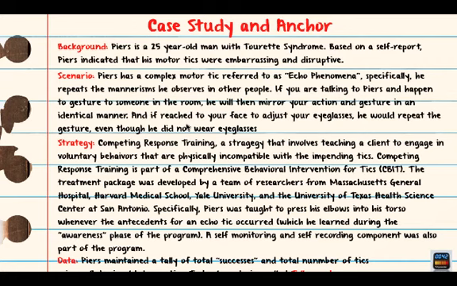So with respect to the actual scenario, Piers has what's referred to as a complex motor tic, and specifically it's called echo phenomena. So what Piers does is that he repeats the mannerisms of a person that he observes. For example, if you're talking to Piers and you happen to gesture to somebody in the room, you point to them, then he'll mirror your action. And that's part of his Tourette syndrome. He'll gesture in an identical way. And if you reached up to your face and you adjusted your eyeglasses, for example, let's say you push the bridge of the nose up closer to your forehead, he'd repeat that gesture, even though he didn't wear eyeglasses.